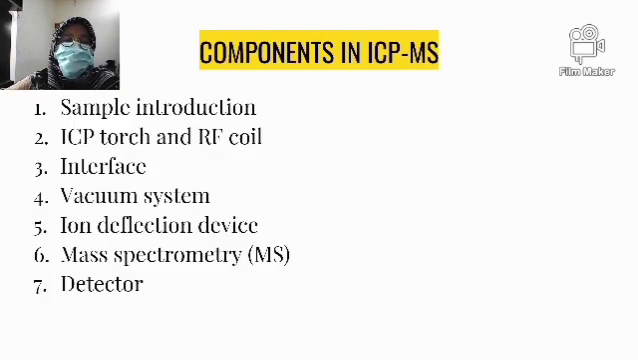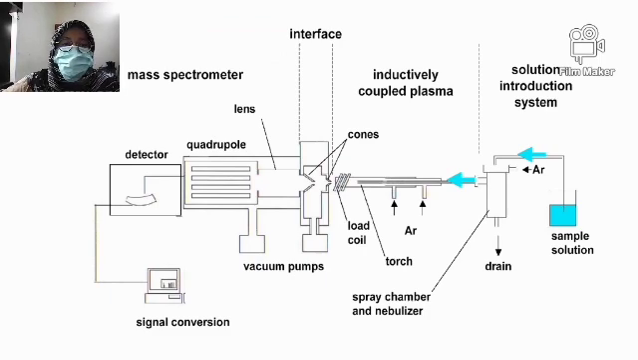The components in ICP-MS consist of sample introduction, ICP torch and RF coil, interface, vacuum system, ion deflection device, mass spectrometer, and the last one but not least, the detector. So this diagram shows ICP-MS in more detail, step by step.